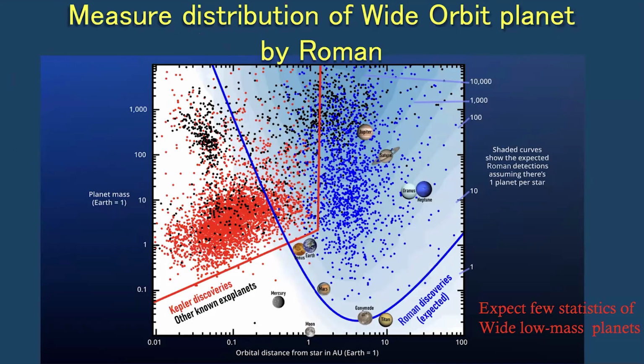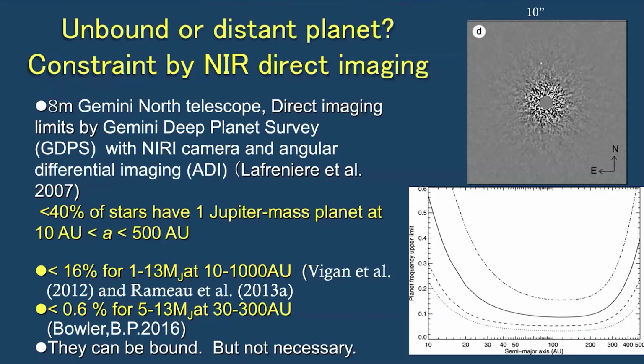Another way is measuring the distribution of wide-orbit planets by various methods. Of course, Roman is very sensitive to cold planets, as you can see. But still, below about Neptune mass and wider than 10 AU, we expect only a small number of statistics. And also in this wide-planet regime, we are really not sure whether we can detect a signal from the host star or not. So we cannot distinguish between bound planets and free-floating planets in this region.